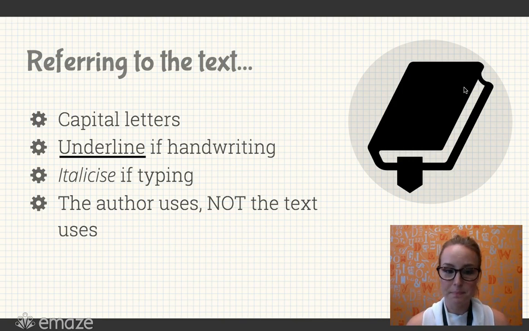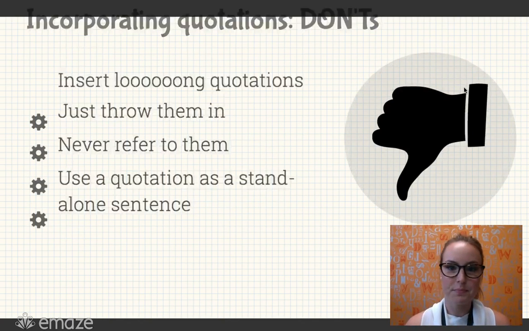Another thing that I'm going to focus on in a later video as well, but I thought I would mention now, is that it's really important to discuss the techniques or discuss any kind of part of the text as a construction. So it's the author uses, not the text uses. I see a lot of students say the text uses lighting. A text isn't able to do anything, it's a construction by an author or a director. So just some handy hints for you there.